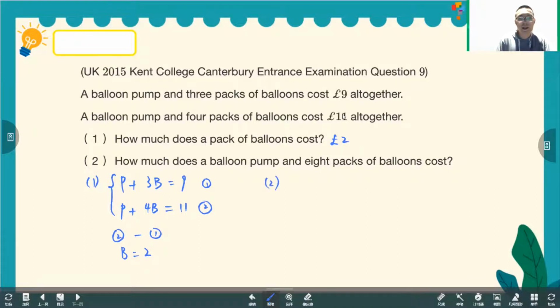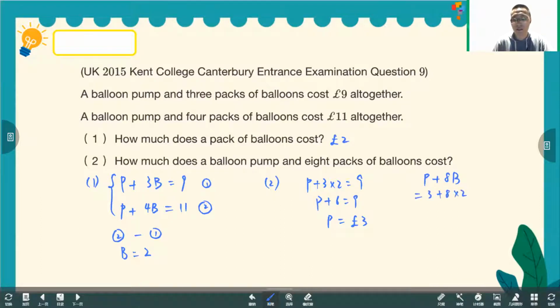And then the second one. How much does a balloon pump and 8 packs of balloons cost? So we have to find out how much a balloon pump costs as well. We can plug this B equals 2 back into, say, equation number 1. So P plus 3 times 2 is 9. So P plus 6 is 9, and then P will be £3. So 1 balloon pump is £3. So we can write the second question as this expression: 1 balloon pump plus 8B. So that will be 3 plus 8 times 2, 3 plus 16, which is £19.